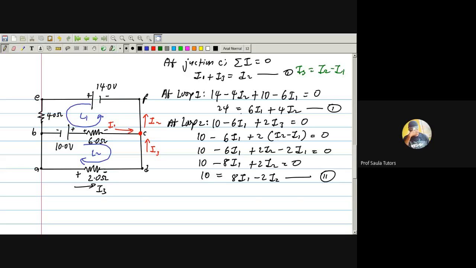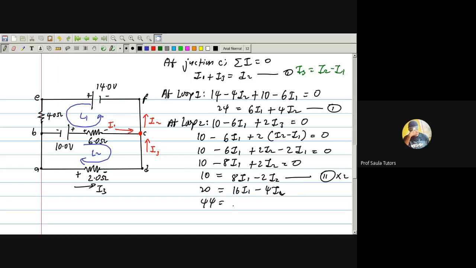So let's solve equations 1 and 2 simultaneously. How do we solve a simultaneous equation? Let me multiply this equation by 2. I'll have 20 equal to 16I1 minus 4I2. Look at it now: we have 4I2 here plus, and minus 4I2 here. So I'll add both equations together. What do I have? This plus this will give me 44.